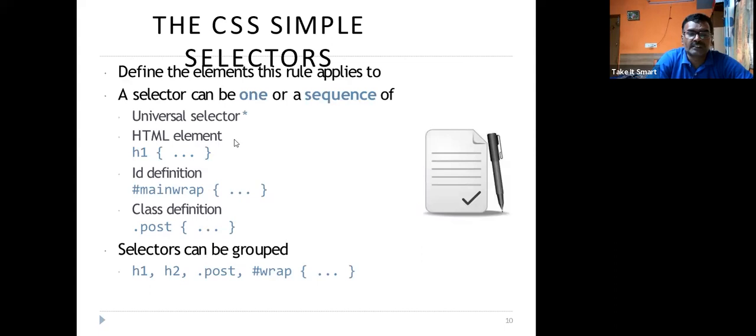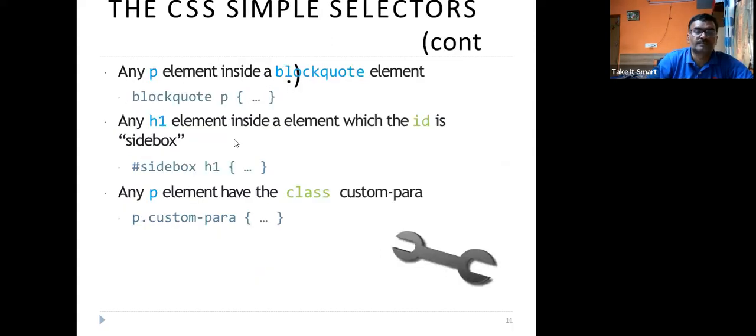Class definition: a selector can be a group, H1, H2, $post. So for multiple elements, for a group, we can implement some common rule. So for a block of code we can define this.